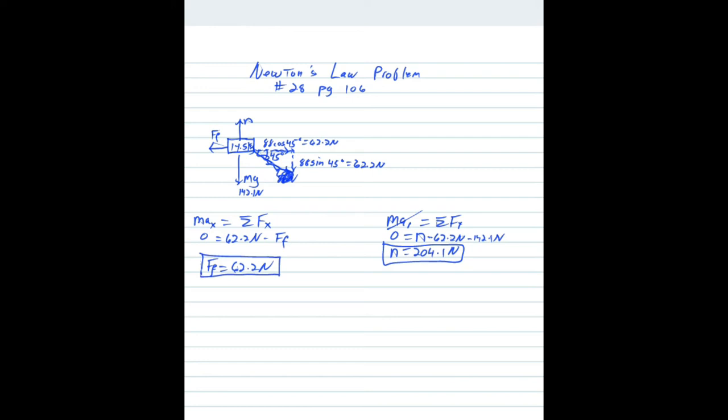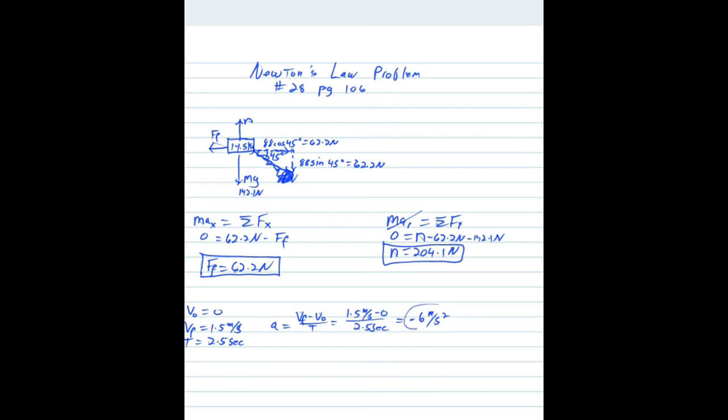Part D says, calculate the force the person must exert on the lawnmower to accelerate it from rest to 1.5 meters per second in 2.5 seconds. So it starts at rest, it gets up to 1.5 meters per second, and the time that takes is 2.5 seconds. So we can use that information to find an acceleration. It's 1.5 meters per second minus 0 over 2.5 seconds. And we get 0.6 meters per second squared.